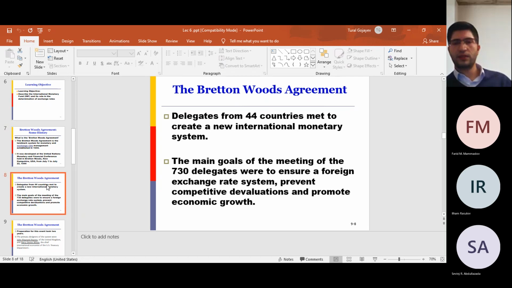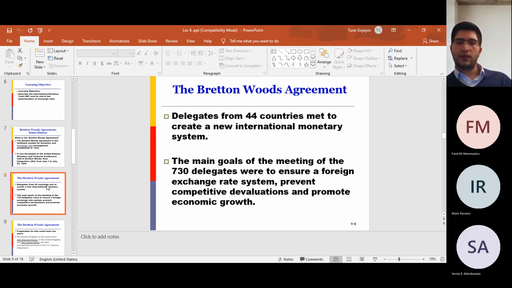Delegates from 44 countries met to create a new international monetary policy. As I said, that was the end of World War II, and almost all of the countries needed some support, technical support, financial support, and also they needed support on creating a new mechanism.